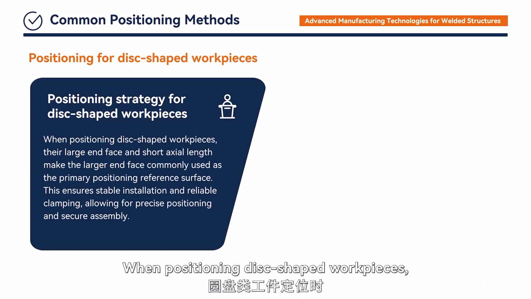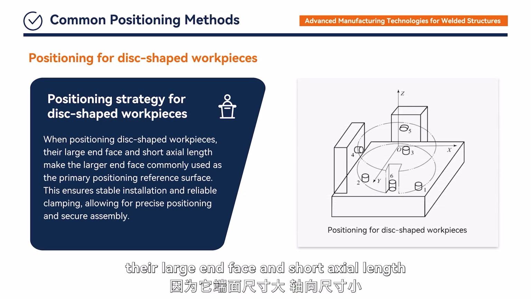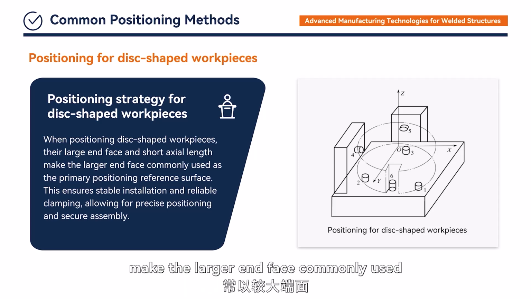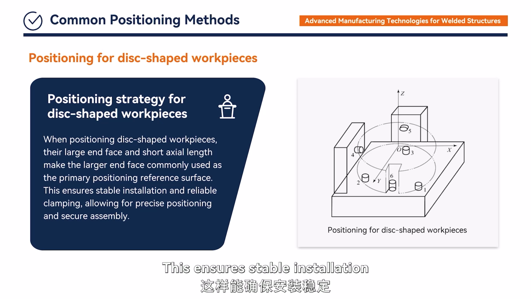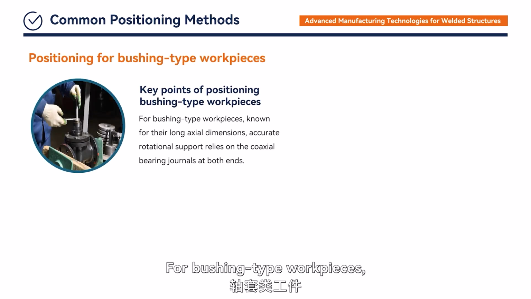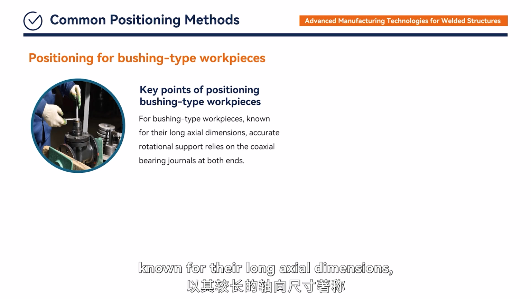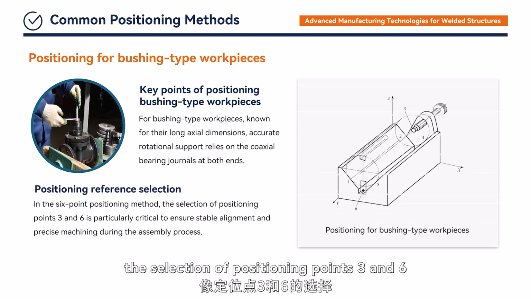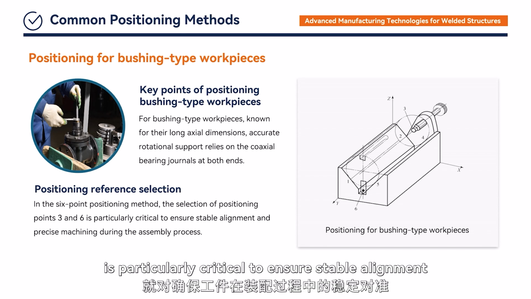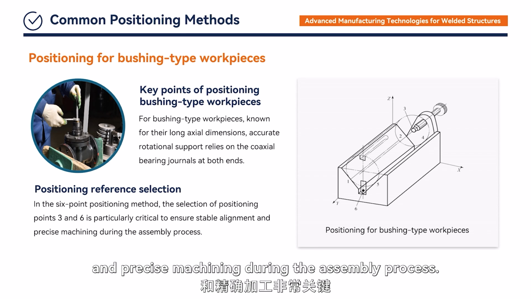When positioning disc-shaped workpieces, their large end face and short axial length make the larger end face commonly used as the primary positioning reference surface. This ensures stable installation and reliable clamping, allowing for precise positioning and secure assembly. For bushing-type workpieces, known for their long axial dimensions, accurate rotational support relies on the coaxial bearing journals at both ends. In the 6-point positioning method, the selection of positioning points 3 and 6 is particularly critical to ensure stable alignment and precise machining during the assembly process.